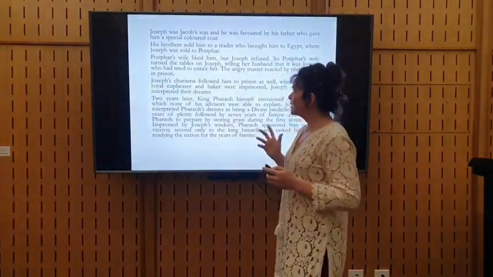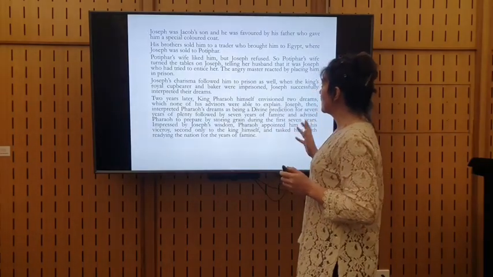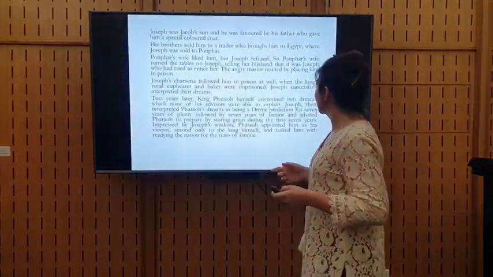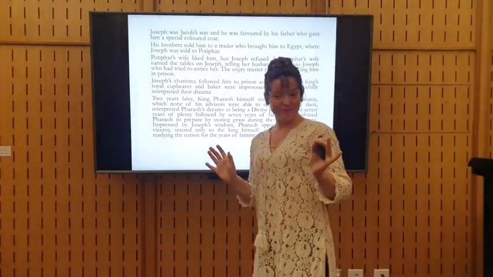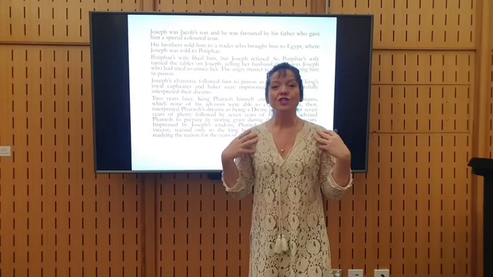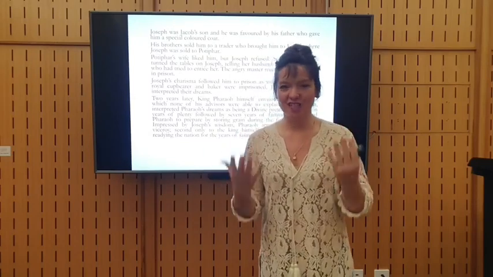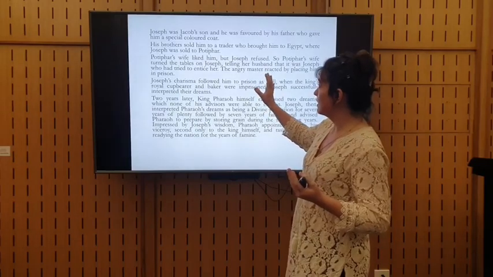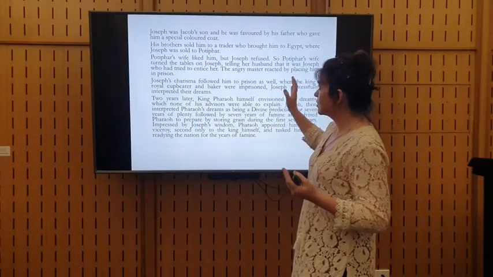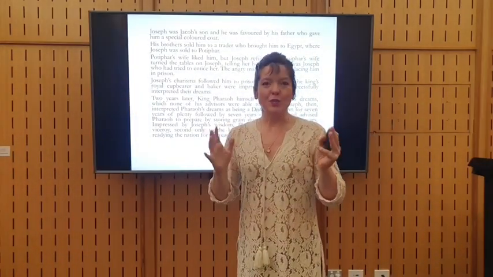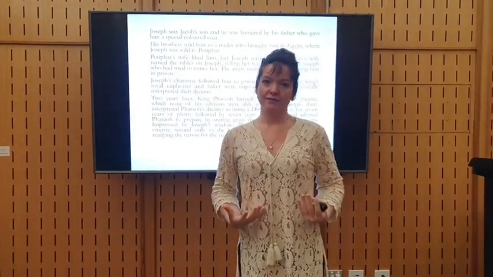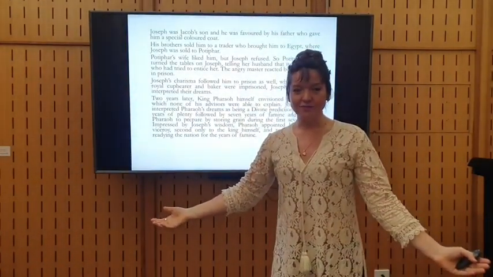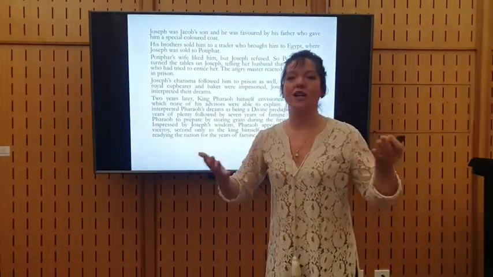So Joseph was Jacob's son, and he was favored by his father. You know that fathers usually have a favorite son or daughter, who gave him a special color code. So he had this color code, which represents our causal consciousness. And then what happened? His brothers sold him to a trader who brought him to Egypt, where Joseph was sold to Potiphar. Joseph was wearing this multicolored coat, which means that he was showing a lot of virtues.